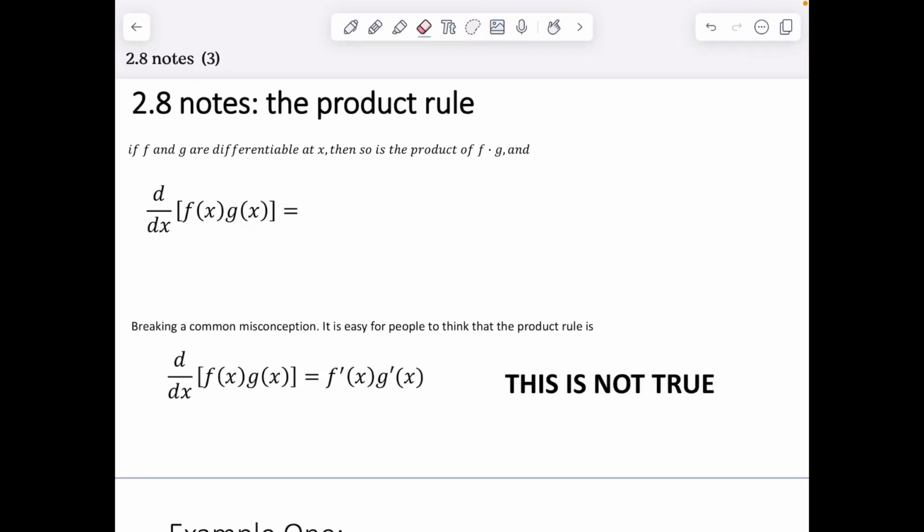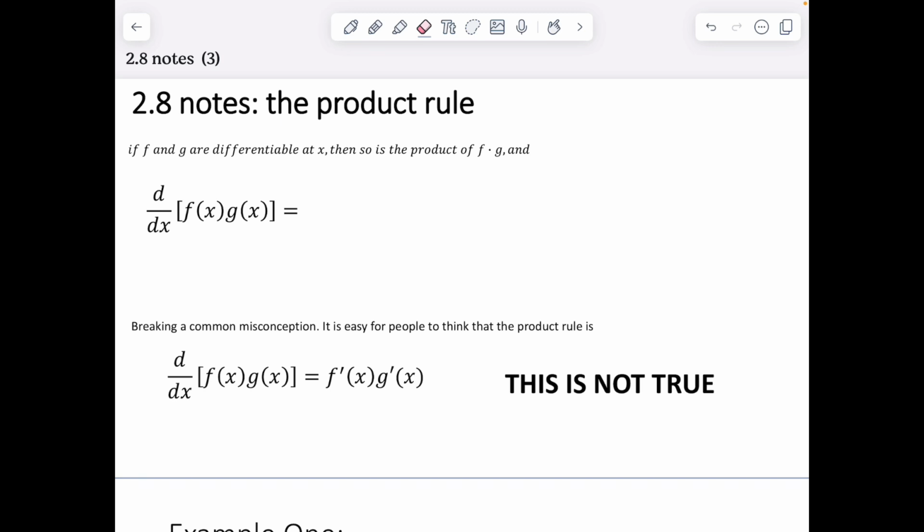Welcome everybody. Today we are going to be talking about the product rule, and this is the 2.8 notes. And the product rule is essentially, what do you do when you are asked to find the derivative and you have two functions that are multiplied by each other? And so this is going to be the rule that we'll use, and it's called the product rule.